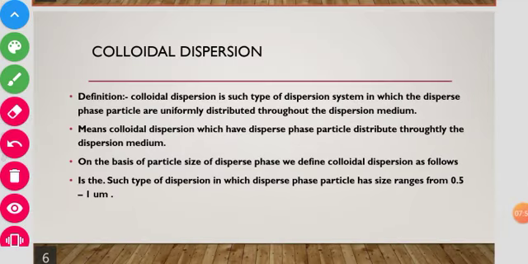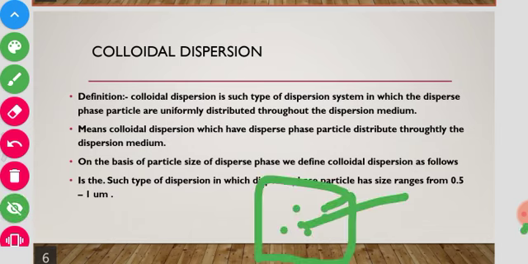So let's deal with our core topic, that is the colloidal dispersion. We can define colloidal dispersion on the basis of two criteria. The first is how the dispersed phase particles are distributed in the dispersion medium, and the second criterion is the particle size of the dispersed phase. So firstly, let's deal with the definition of colloidal dispersion on the basis of how the dispersed phase particles are distributed in the dispersion medium.